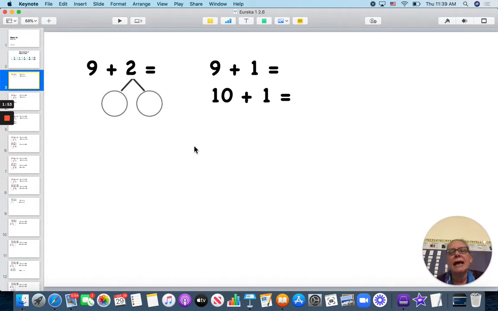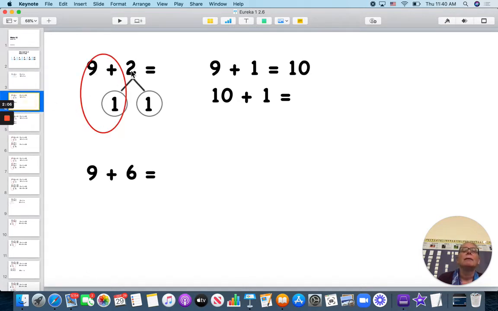We're making 10 to add. So here is our 9. I know that if I add some numbers to 9, I can make it a 10. So let's do that. I'm going to break my 2 apart. 1 and 1 is 2. So 9 and 1 is 10. 9 plus 1 equals 10. 10 plus 1 is 11. Good job.